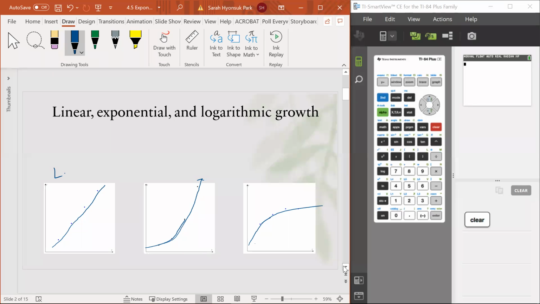So here's linear, exponential, and logarithmic growth.